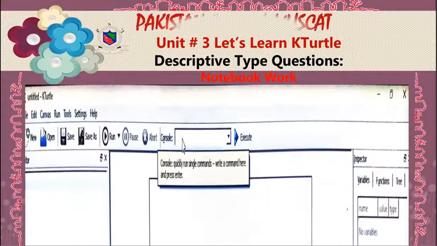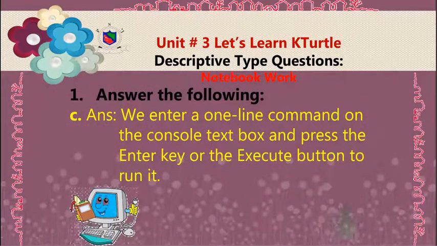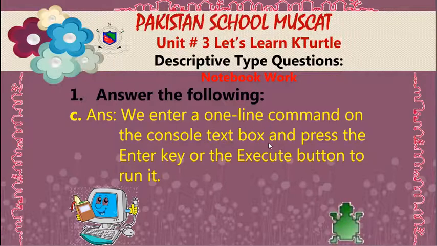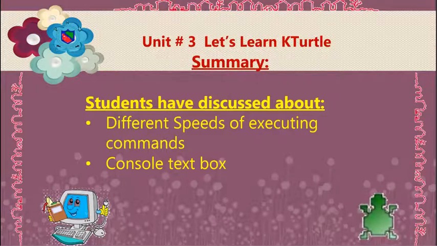So we will be writing the answer for this one. We enter a one-line command on the console text box and press the enter key or the execute button to run it. So now we know the answer for part C as well, and we need to finish it as well on the notebook. And let's summarize that we have discussed today the different speeds of executing the commands. We have discussed about the console text box.